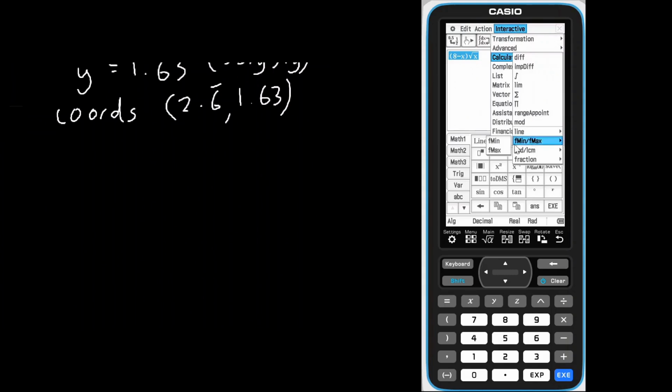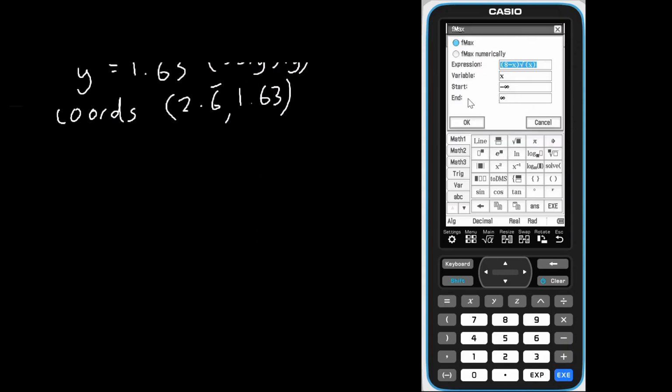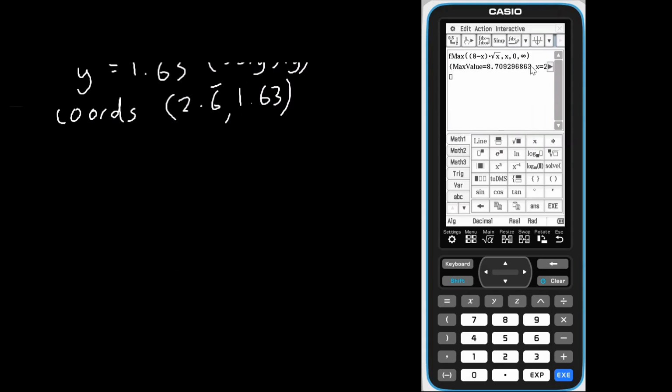calculation, and Fmax. Then you can have the min and max limits there. We don't want to go anywhere past 0. So the max value occurs at 8.7, the same as before, and then 2.6. It might be easier just to grab the value of x and put it straight in, and then we can find our value of y straight away.